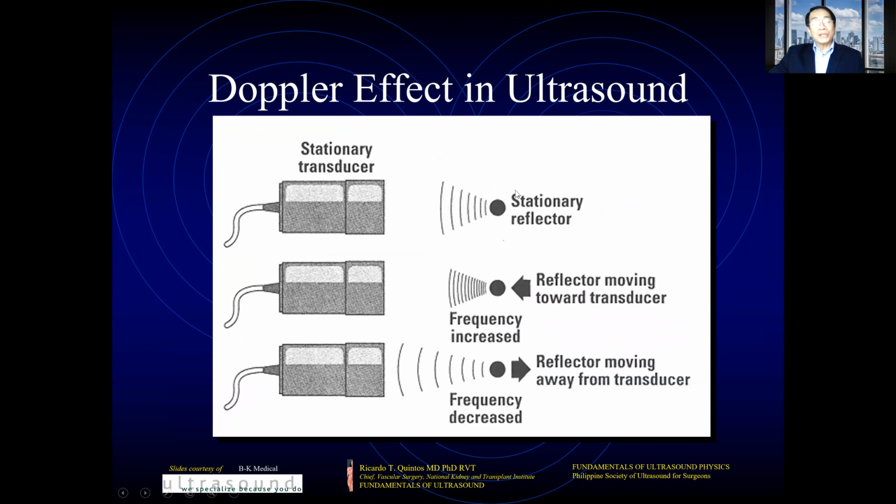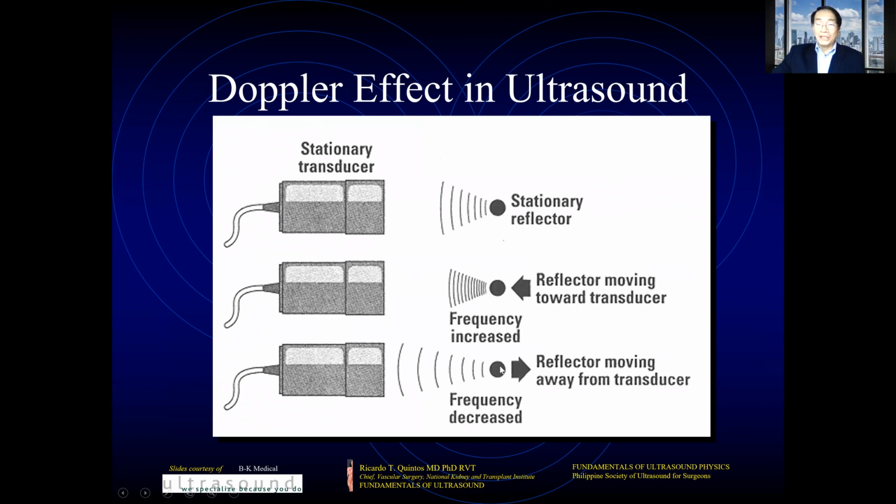So that is the principle of the Doppler effect in ultrasound. If you have a stationary transducer, the velocity of the sound as it is transmitted will be the same velocity as it is reflected. If you have a structure, for example, a red blood cell that is moving towards the transmitter emitted a certain frequency, it will receive the echo that is of a higher frequency because it is moving towards the transducer.